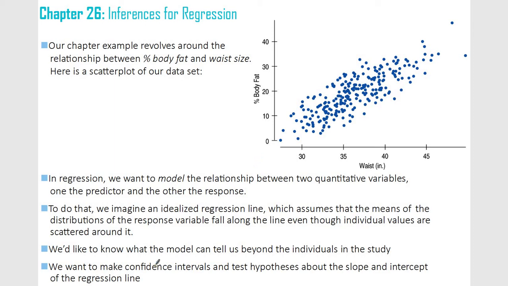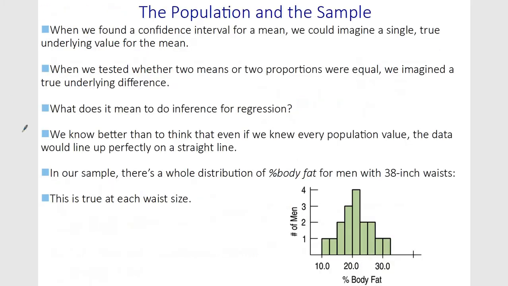Okay, we're going to ask what the model can tell us beyond that. We're going to make confidence intervals and test hypotheses about the slope and intercept. Before, we found a confidence interval for a mean, and we can imagine a single true underlying value for that mean. Then we tested whether two means or two proportions were equal, so we imagined a true underlying difference. So what does inference for regression mean?